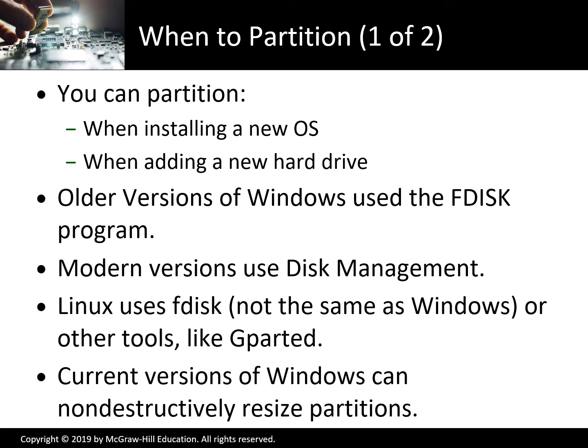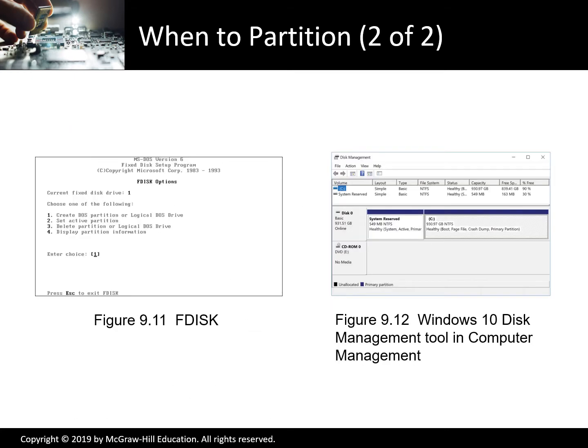Now, when to partition. You can partition when you're installing a new operating system or when you're adding a new hard drive. We'll get into the device manager big time. The older versions, you had to use something called fdisk. It was not pretty. Modern versions use the disk management tool. Linux has fdisk, and let's see, current versions can resize, but it's non-destructive. In the old days, if you changed something, everything went bye-bye. So here's fdisk, which is basically a console command, and then here is Windows 10 disk management tools, and this is in the device manager.